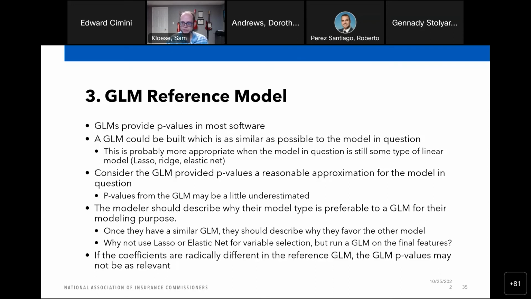Also, one thing we recommend is asking a company to describe why their model type is preferable to a GLM for their modeling purpose. If you do this exercise of building a GLM reference model, you now have a non-GLM model and a GLM model, and you should talk about why they favor the non-GLM model. Some people say you can use the lasso or elastic net model for variable selection, but why not run a GLM on the final features? Why is it important to constrain the model? That's something you could ask, and GLMs provide useful model diagnostics. Another caveat: if the coefficients are radically different in the reference model from the model in question, then the GLM p-values may not be as relevant.